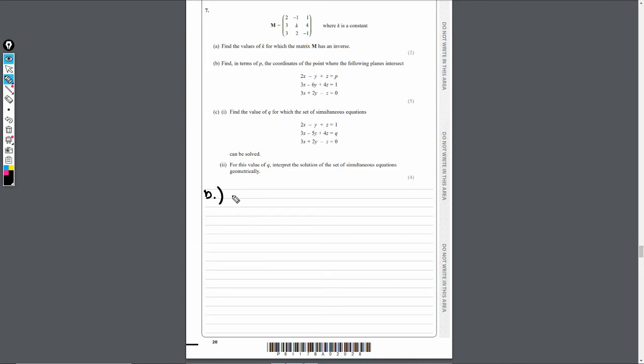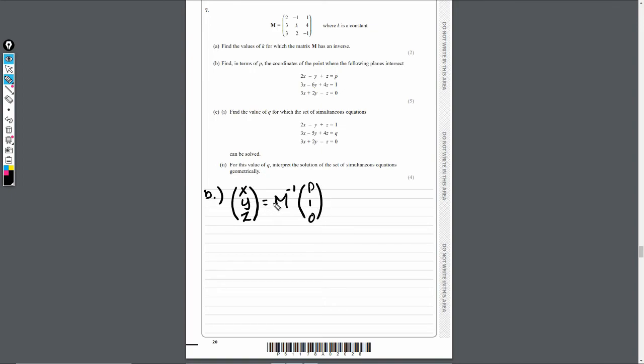So what we're saying here is we're going to find a set of coordinates. So if I call it x, y, z, like so, well, that's going to be equal now to M inverse times this vector here, p, 1, 0. So doing that will actually just give me the answer that I need. So M inverse times p, 1, 0. And I'll get my answer.